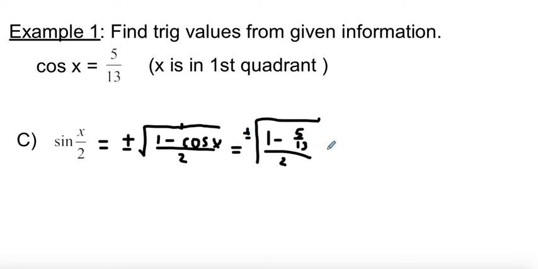Common denominator is going to be 13. So multiply down here by 13, multiply up here by 13. So now we get 13 minus 5. I can subtract my numerators and I get 8 over the common denominator there of 13. And then I can multiply by the reciprocal of what's down here in the denominator. So instead of dividing by 2, I can multiply by the reciprocal, which is 1/2.